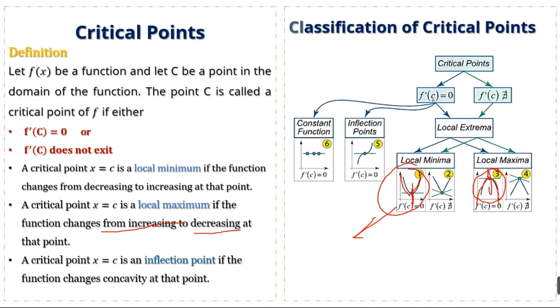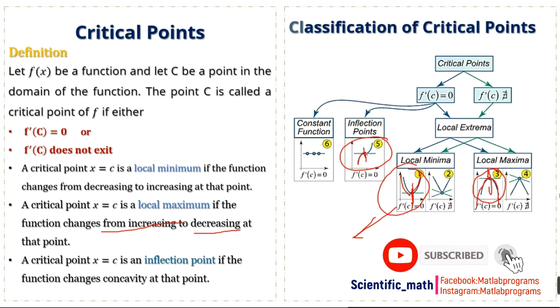A critical point x is equal to c is an inflection point if the function changes concavity at that point. If we see this figure, we can see that the function is changing its concavity at this point, and after this point the function is like that.